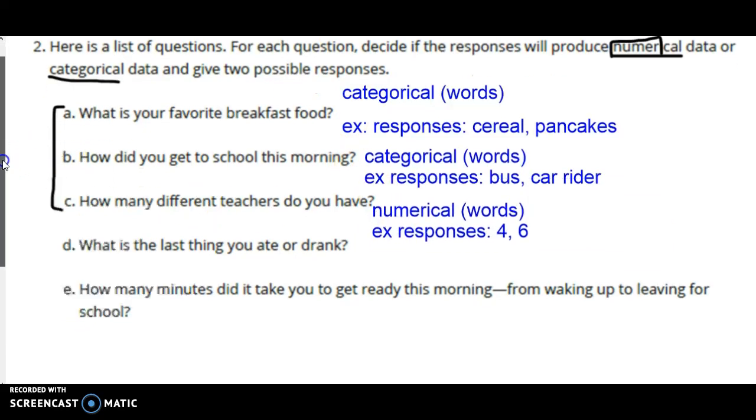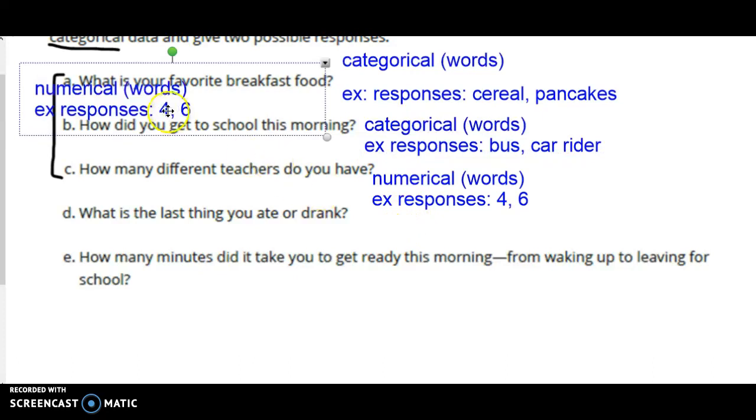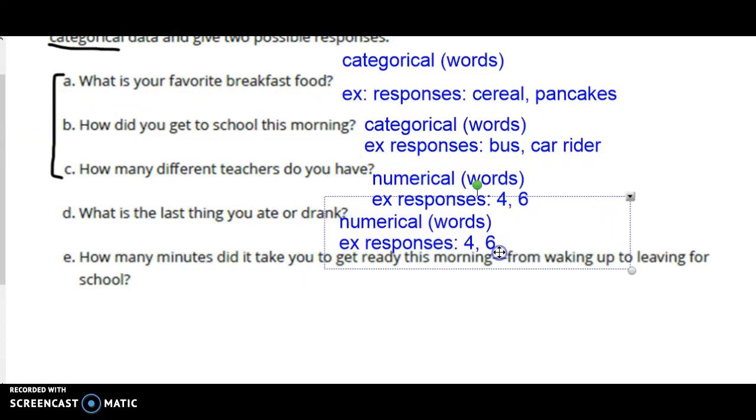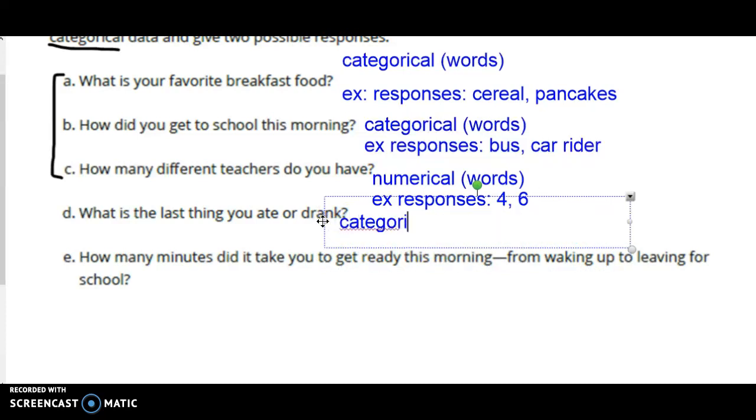Pause the video. Okay, let's go over D and E. What is the last thing you ate or drank? This is a what question. So I am going to get responses in the form of words. So this one is going to be categorical words. I might say sandwich. I might say milk. Those don't have to be your responses. You could have anything here as long as it's something you can eat or drink.